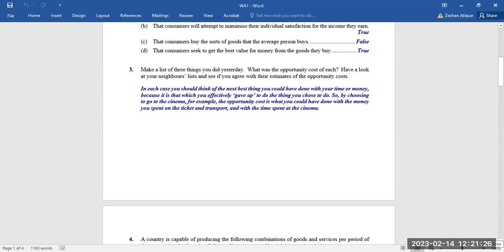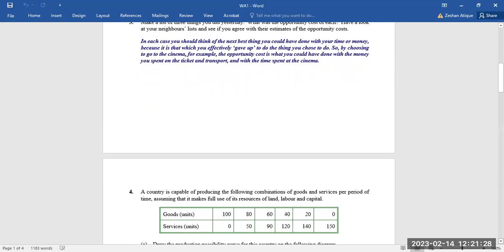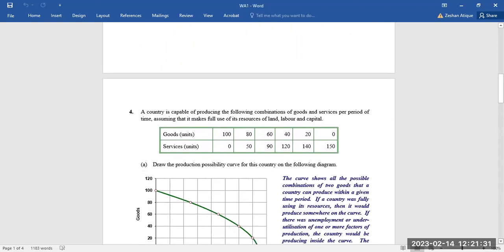Okay. So question number 4 is about the data sets, it's about the PPF. As the question reads, a country is capable of producing the following combinations of goods and services per time period, assuming that it makes full use of its resources of land, labor, and capital. Now, if you look at this, these are the two things: if the country divides its resources for the production of goods and services.